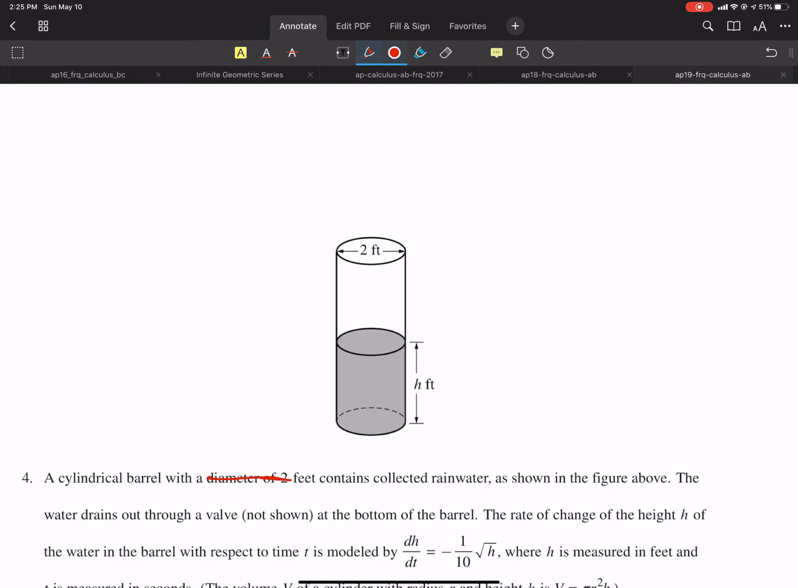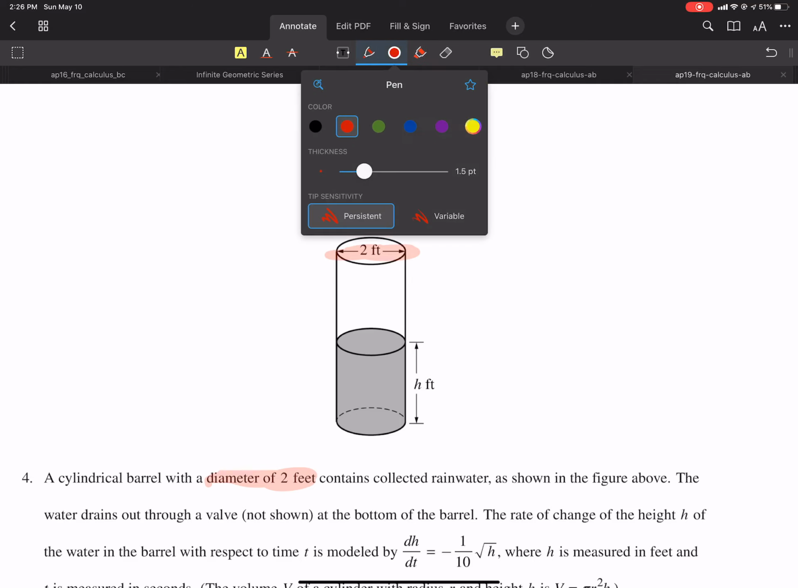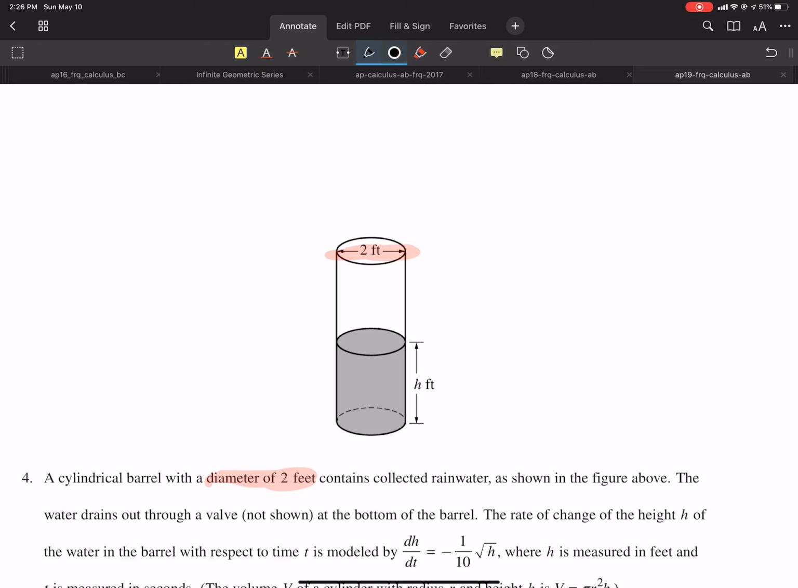The barrel has a diameter of 2 feet. So that's already given here, so we really don't need to do anything with that. The water drains out of the valve, not shown at the bottom of the barrel. So just for your own head, realize there's some kind of spout out here. And what's happening? Water's draining out, drops of water coming out.